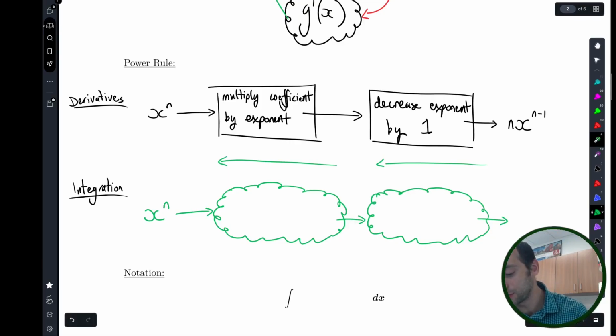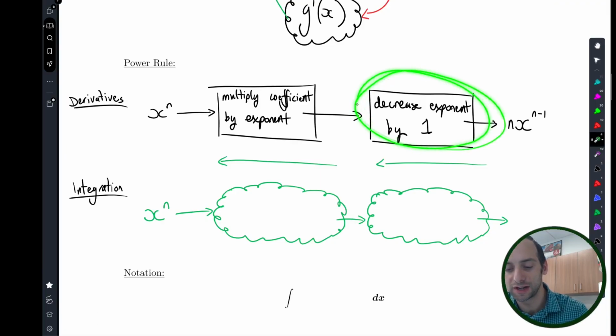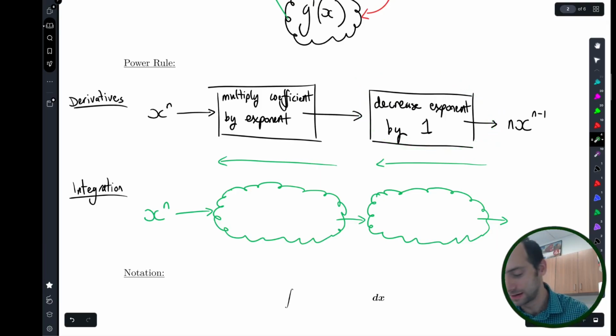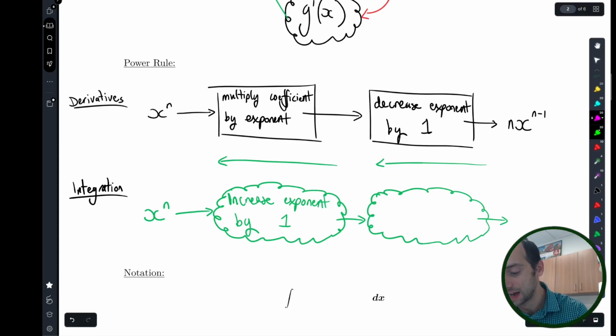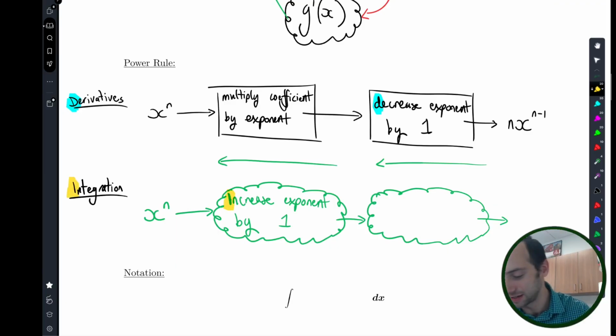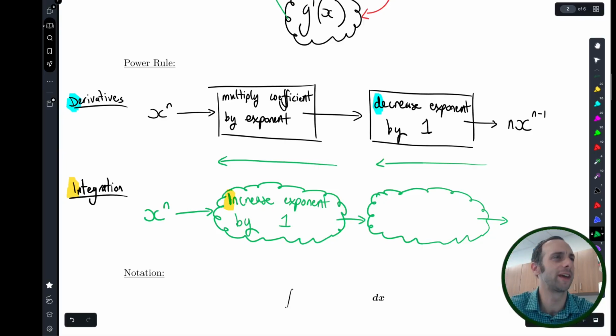So going backwards through this derivative machine, we see that this is the thing we need to undo first, decreasing the exponent by 1. So to undo that, the first step of our integration machine will simply be to increase the exponent by 1. And now you can see why I like the words increase and decrease. I like decrease to go with derivatives to help my brain make that connection. Derivatives decrease, and increase goes with integration, so integrals increase. So first step will be increase the exponent by 1.